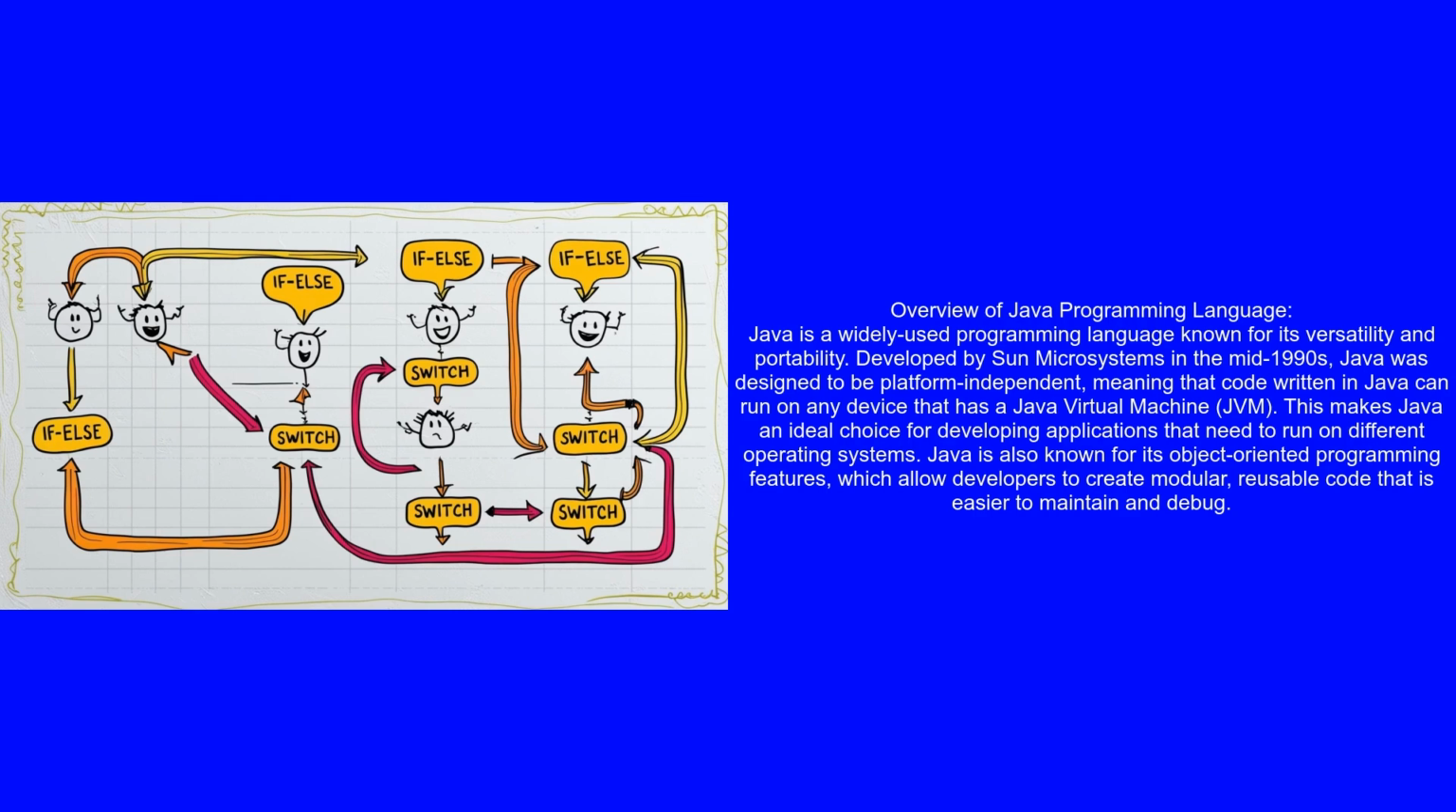Back in the 90s, Sun Microsystems came up with Java, and they made it so that code written in Java can run on any device with a Java Virtual Machine. This means that if you write an app in Java, it can run on any operating system. Pretty cool, right? Another neat thing about Java is its object-oriented programming features. Basically, this allows developers to create code that's easy to reuse and maintain. So, if you need to build an app that needs to work on different systems and you want code that's easy to manage, Java is a great choice.